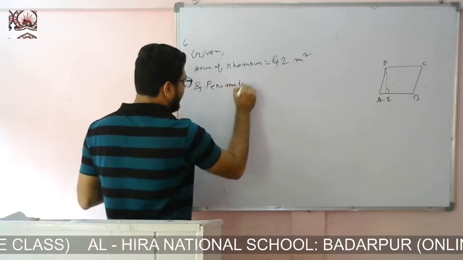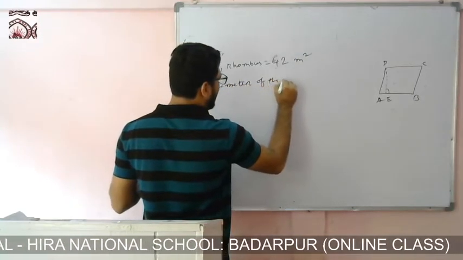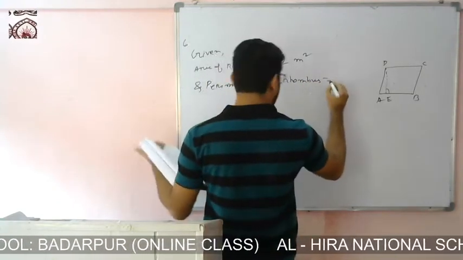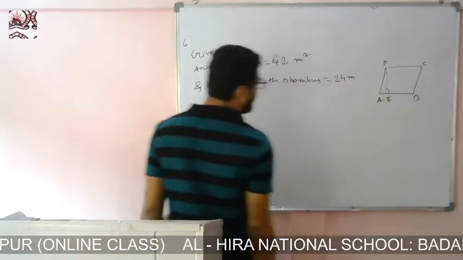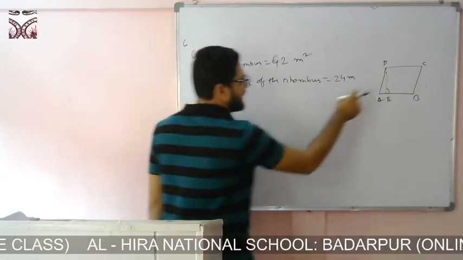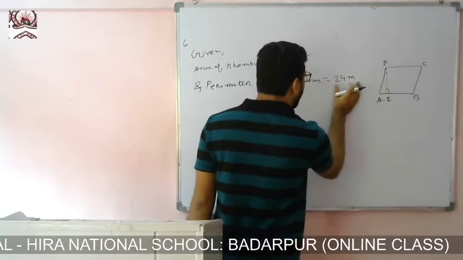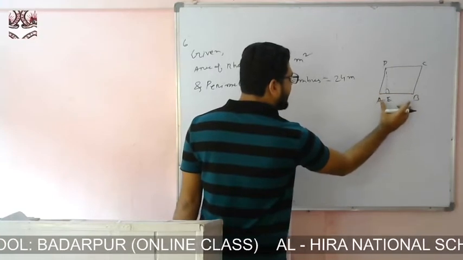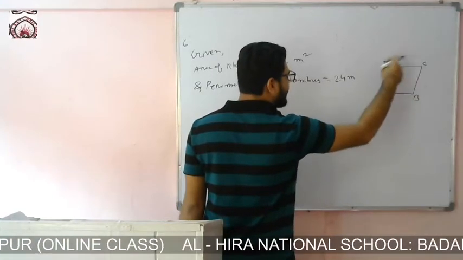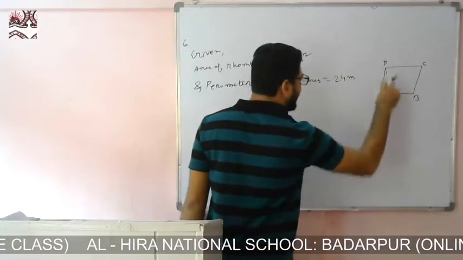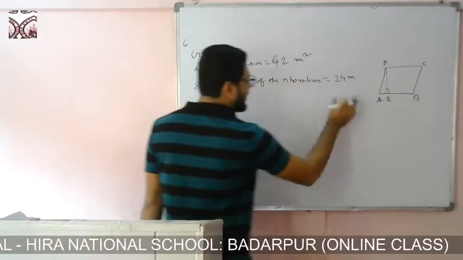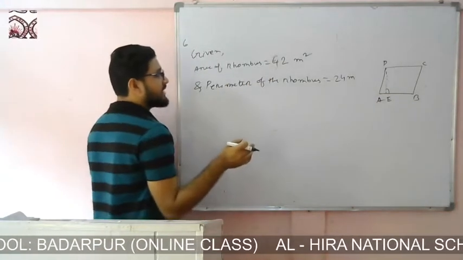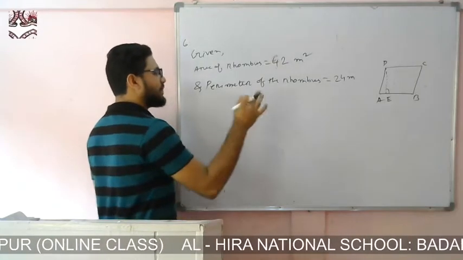And the perimeter also is given. The perimeter of the rhombus equals 24 meter. That means if I add all the boundaries, then I'll get 24. So from that I can find the side. If I get the side AB, it will be equal to all sides, because we know the sides of a rhombus are equal. So if we find the side, then we can find the base, because the side of the rhombus and the base of the rhombus are equal.